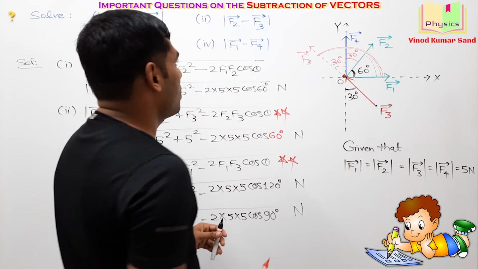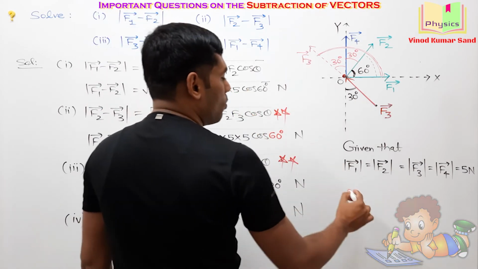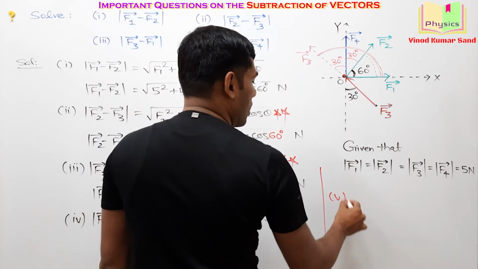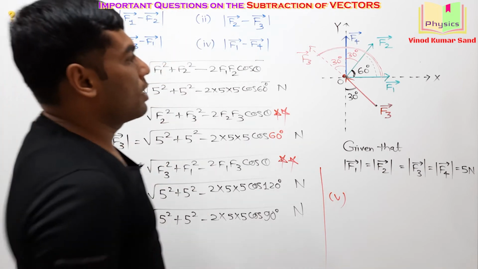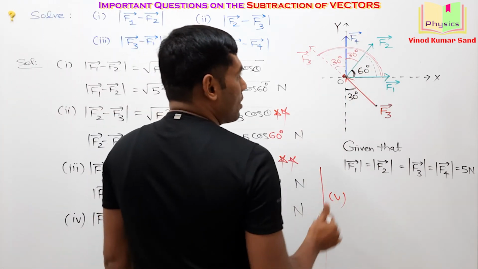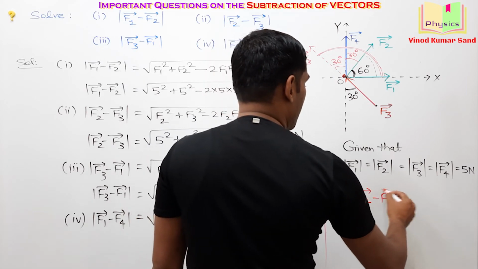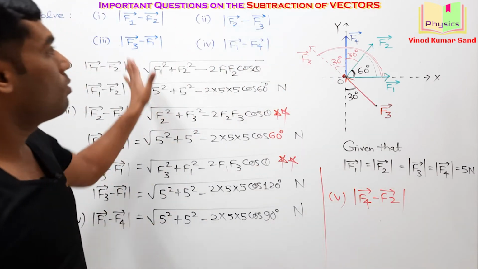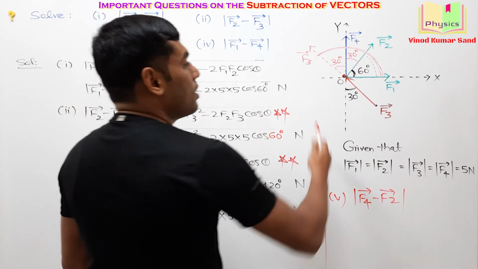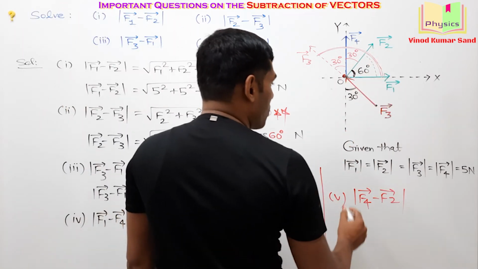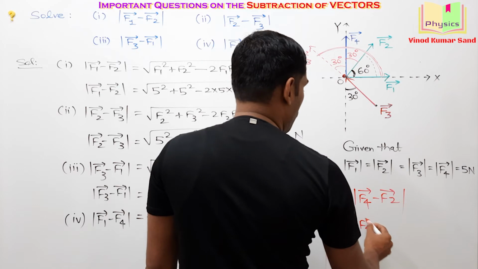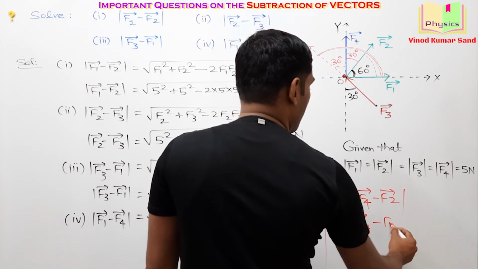How will you generate the questions? Suppose you want to generate the fifth question here. You can take some possibility which has not been taken, such as mod of f4 vector minus f2 vector. This is a possibility which we have not considered here. In the same way, you can generate a few more possibilities. Mod of f4 vector minus f3 vector.